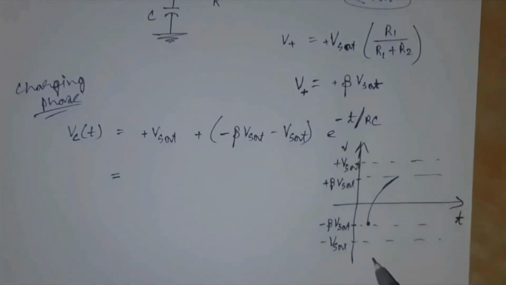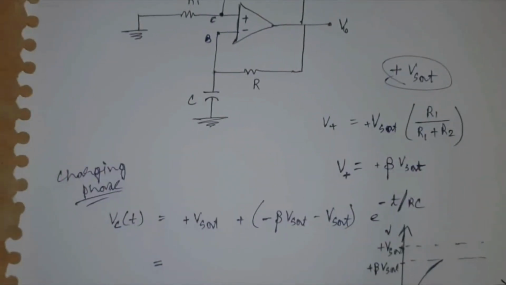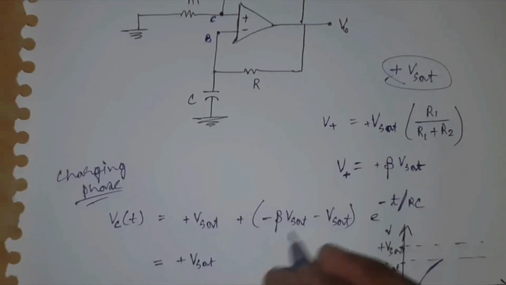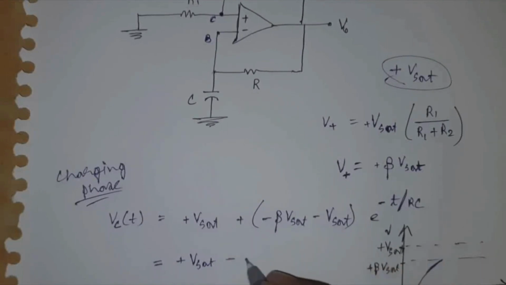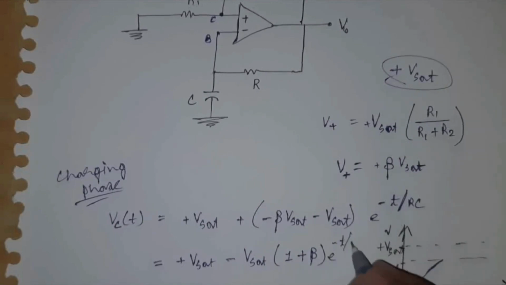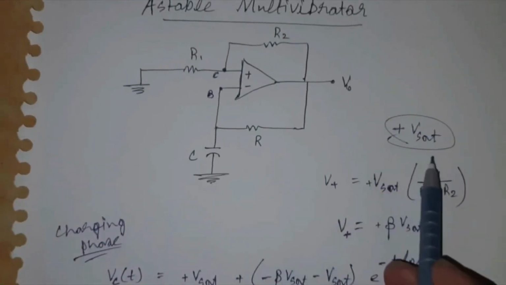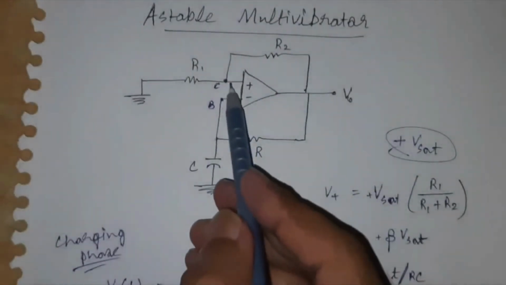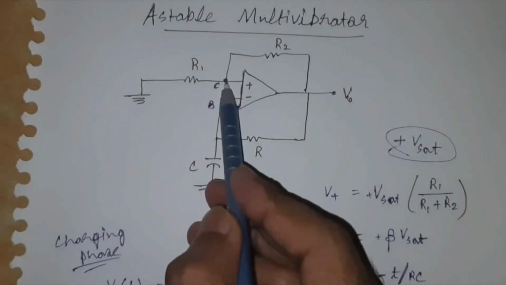So let us calculate what this charging time denoted by Tc comes out to be. Just simplifying this equation, this minus sign we put out, and we will also take Vsat common. So this will be 1 plus beta e to the power minus t by RC. Now see, initially we suppose that the output is at plus Vsat, so this point has the potential plus beta Vsat.